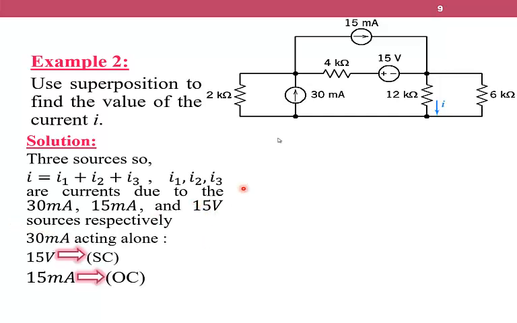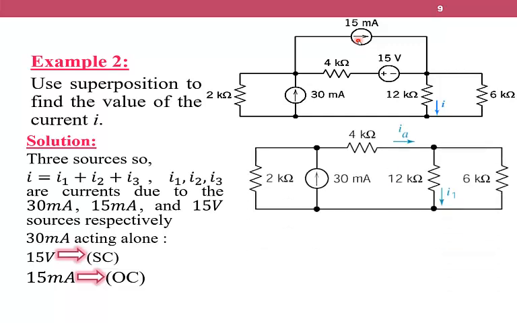First, we are going to use the 30 milliampere source and isolate the 2 other independent sources. As we have here a voltage source, we are going to make it a short circuit. For the current source, we are going to make it an open circuit. So the circuit will become like this. We have removed the 15 milliampere, made it an open circuit. We are making the 15 volt a closed circuit.